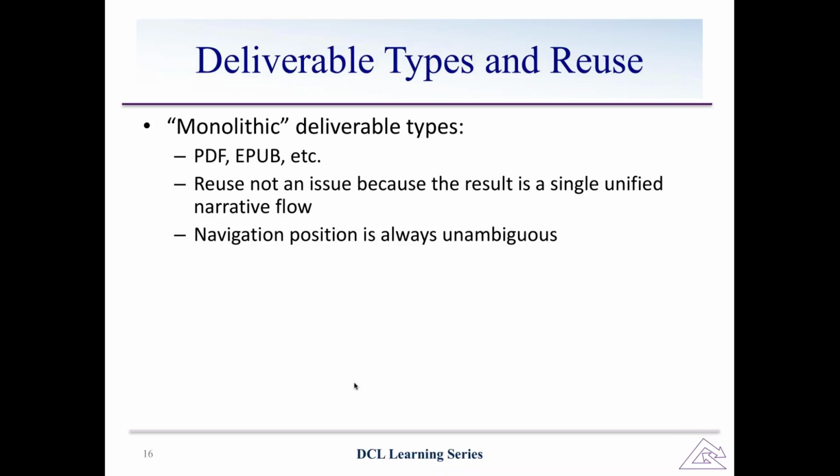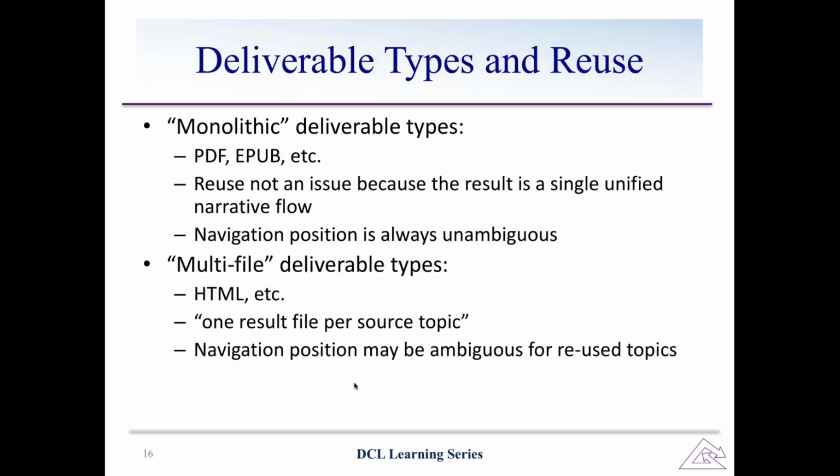And that's because your navigation position within that narrative flow is always unambiguous. I'm on page 15. If the same topic is used later in the publication, it's going to occur on page 46. Those two pages are clearly different. My table of contents is going to point to page 15 or page 46. That's the basic value there of monolithic deliverables.